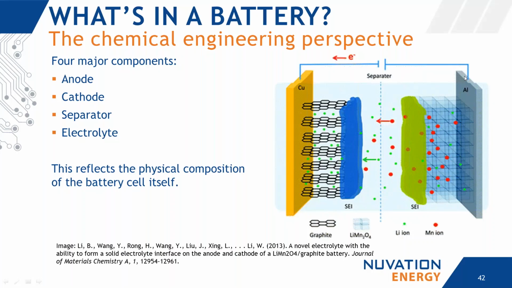And the electrons actually flow in that same direction, but they go through the circuit and then they recombine at the anode. If you discharge, the same process happens, but you flip it around and go in the other direction.